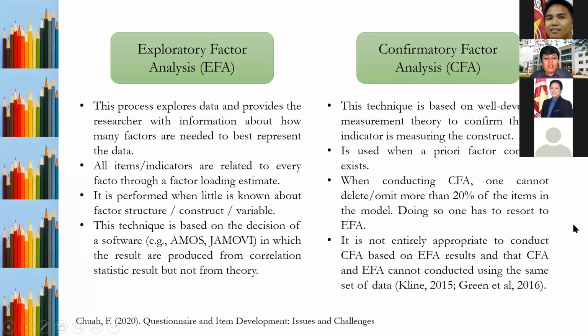So confirmatory factor analysis is used when an a priori factor construct exists. When we say a priori, there's already an existing measurement of those constructs. Of course, when conducting confirmatory factor analysis, one cannot delete or omit more than 20% of the items in the model. What does it mean? If you will be performing CFA, usually the requirement based on literature is that you cannot delete 20%. So if there are 50 items, you cannot delete 20% of those items in measuring, for example, job satisfaction.